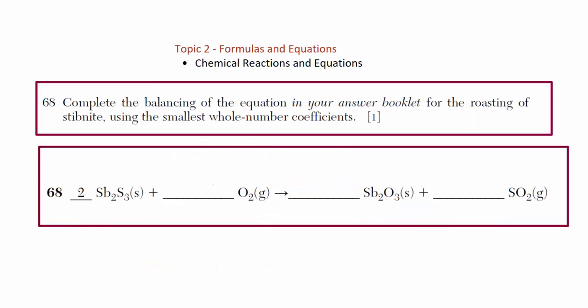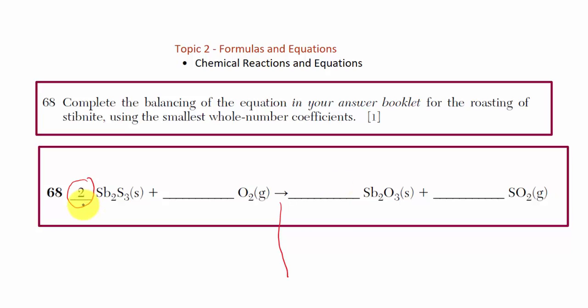Question 68. Complete the balancing of the equation in your answer booklet for the roasting of stibnite using the smallest whole number coefficients. They've given us the equation, and they've left some blanks for us to fill in to balance the equation. They've also provided us with one of the coefficients in this balancing process. So if we find out where the arrow is in our equation, we need to make sure that we have exactly the same number of each type of atom on the left side of this equation as we have on the right side. So where do we start?